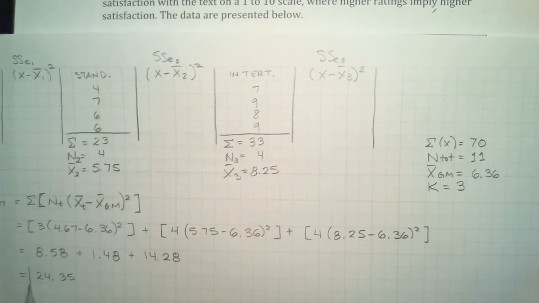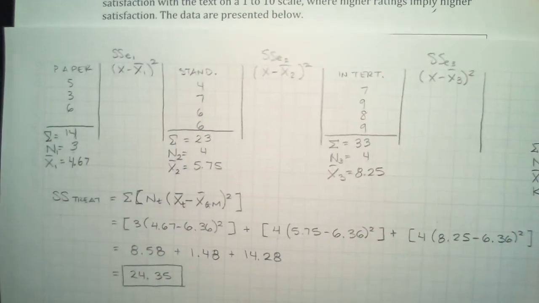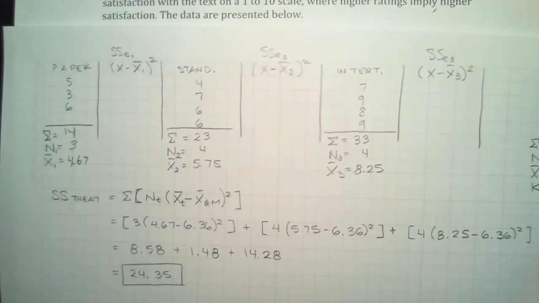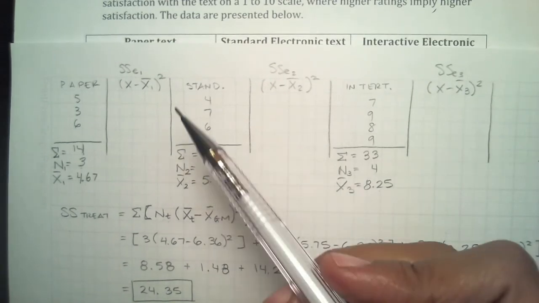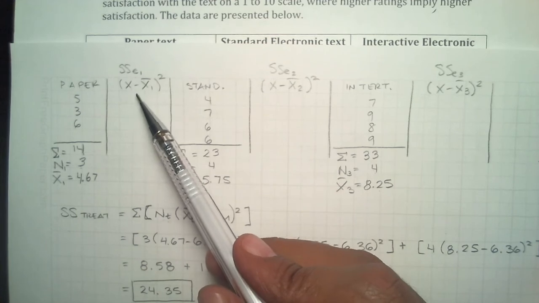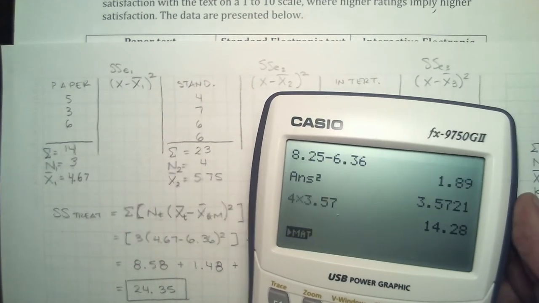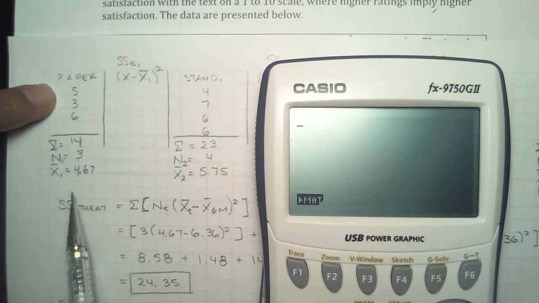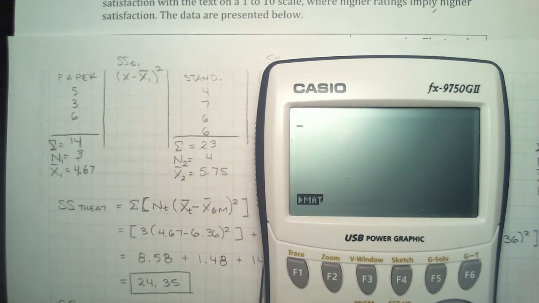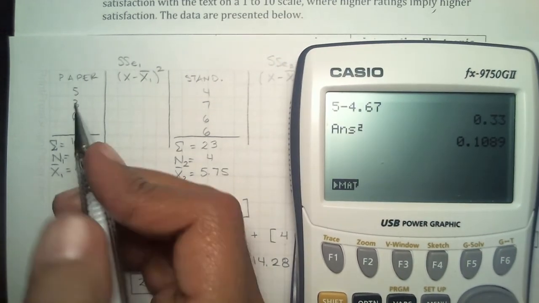So this is my SS treatment, 24.35. Now that I've done the SS treatment, the second step that I do is my SS error. So if we go back, this is where I started my SS error. Now I can go ahead and do it, which would be my individual score, which is 5, minus the group mean. So 5 minus 4.67, 0.33. I square that and I get 0.11.